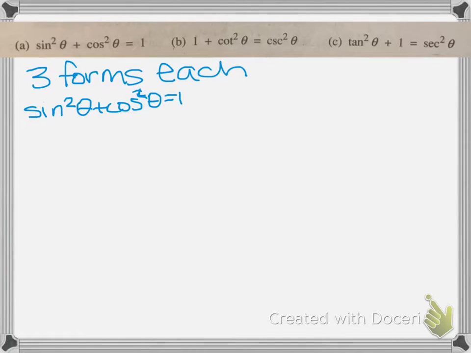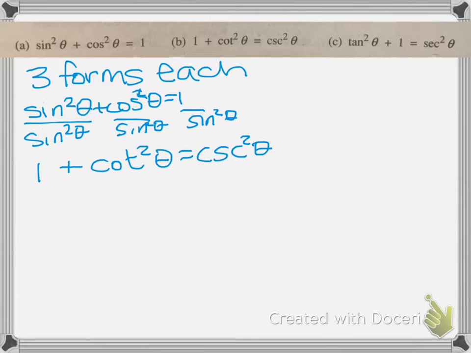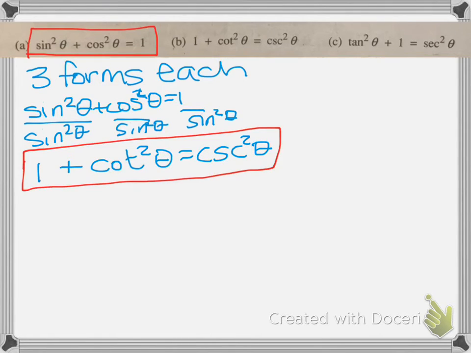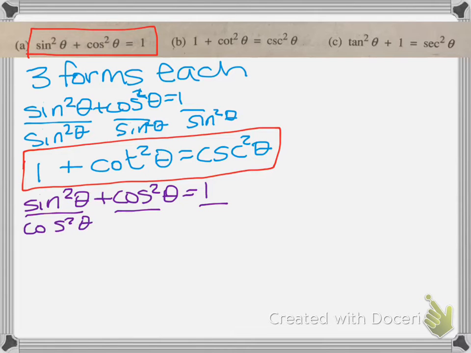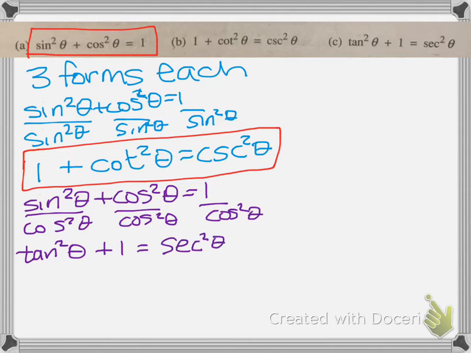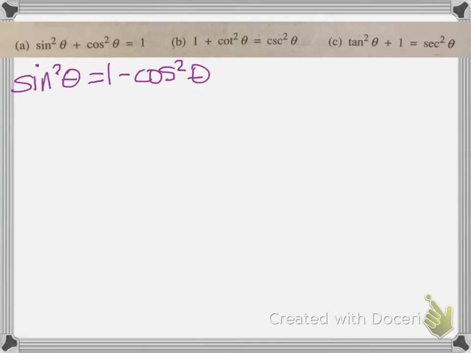So first of all, sine squared theta plus cosine squared theta equals 1. If we divide everything by sine squared theta, we end up with 1 plus cotangent squared theta equals cosecant squared theta, which is b. To get c, we are going to take sine squared theta plus cosine squared theta equals 1, and instead of dividing by sine squared theta, we're going to divide everything by cosine squared theta. Dividing by cosine squared theta gives us tangent squared theta plus 1 equals secant squared theta, which is our third identity.